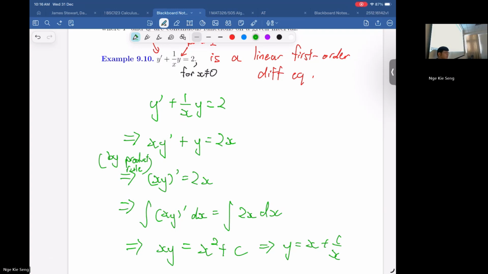One thing I want you to observe here is that you multiply a function across this differential equation, and it turns out that you can use the product rule to solve it. This is the technique we're going to use in this section. So actually, what's the role of this x?